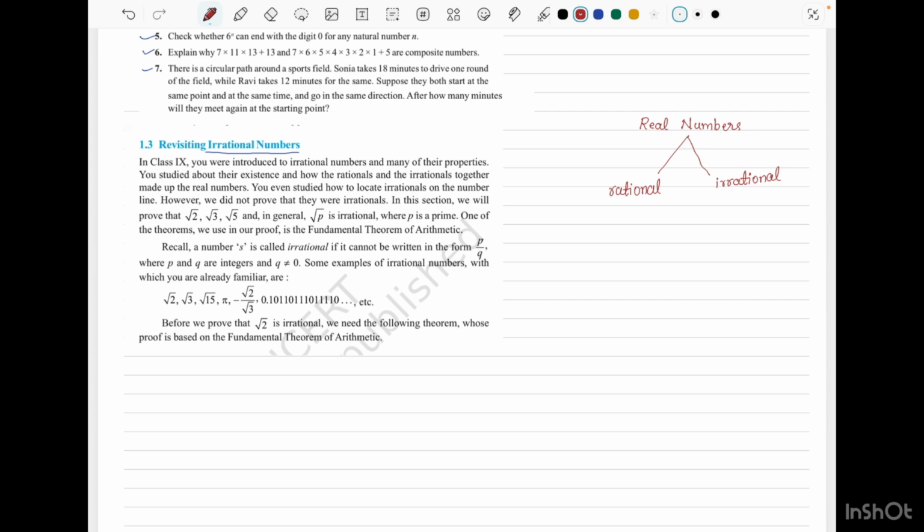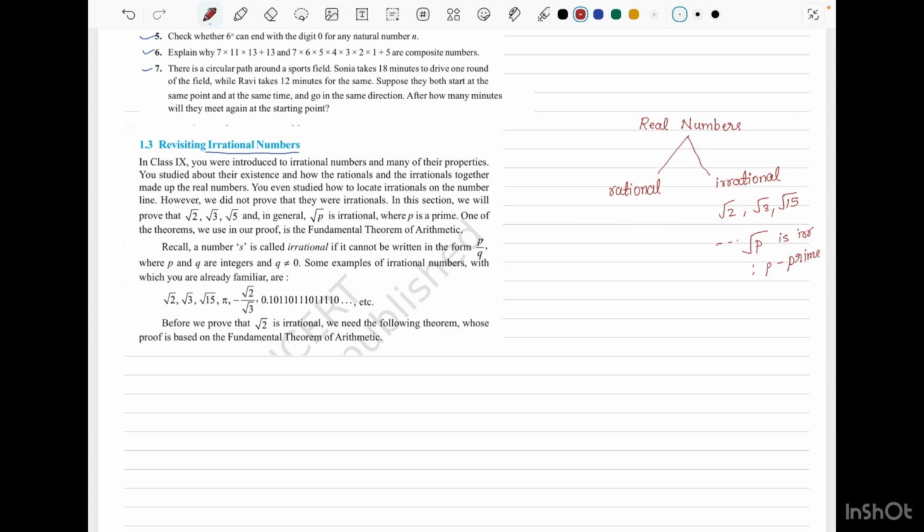Rational numbers are the numbers which can be written in the form of p by q, where p and q are integers and q not equal to 0, while irrational numbers are the numbers which cannot be written in p by q form. We will prove that the numbers root 2, root 3, root 5 are irrationals, or in general we prove that root p, where p is a prime, is an irrational number.